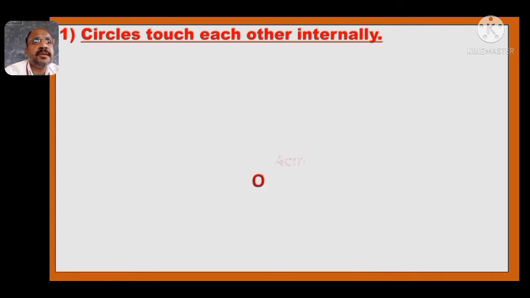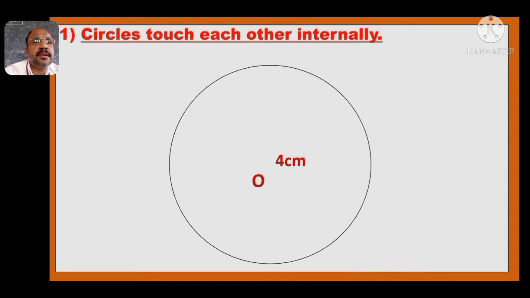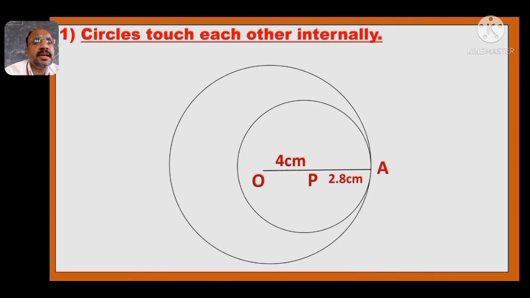Point O, 4 centimeter radius, and this is the circle of radius 4 centimeter. P is the center of the other circle, and the radius is 2.8 centimeter. When we draw this circle, then it touches at point A, which is the point of contact, and this is the circle which touches each other internally.